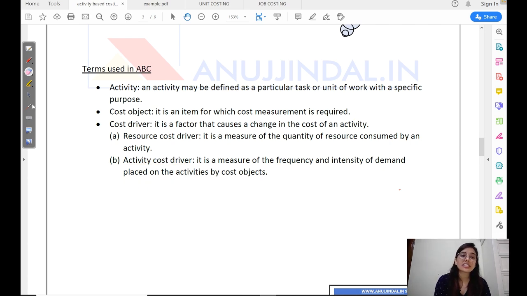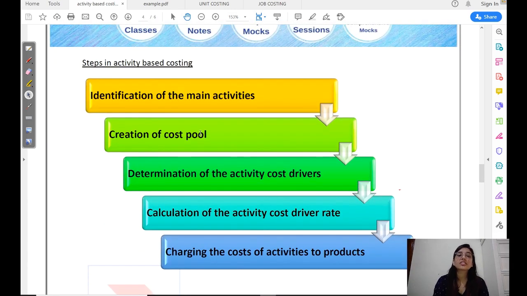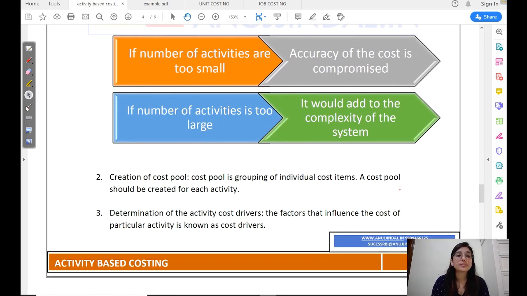So guys, we have discussed how job costing works, right? There were 3 steps. Now similarly, there are certain steps under activity based costing as well. First of all, we need to identify some activities. Then we need to create a cost pool. Now what is this cost pool? Under the cost pool, we group the individual cost items, right? For every activity which you have identified, a cost pool is created, and in that cost pool the individual cost items are grouped.